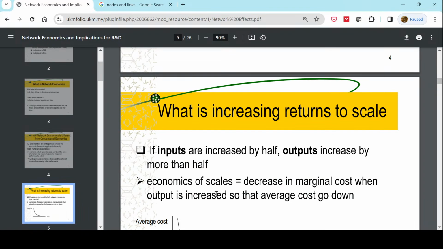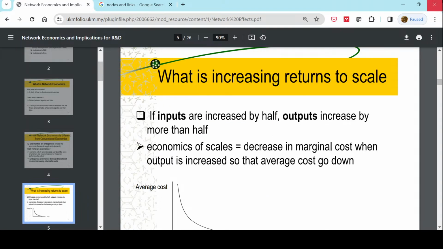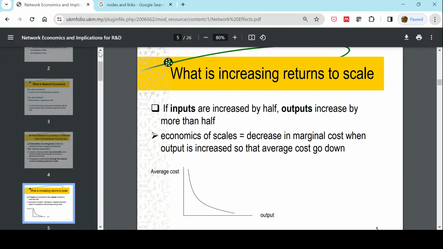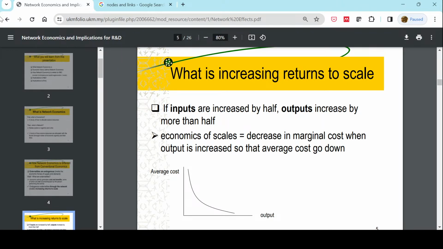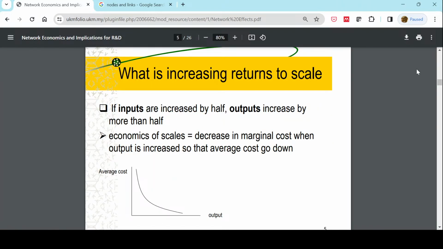What is increasing return to scale is already here, what I explained just now. If inputs are increased by half, outputs will increase by more than half. If inputs are increased by 1, outputs will increase by more than 1. If inputs are increased by 2, outputs will increase by more than 2. That's what increasing return to scale is.